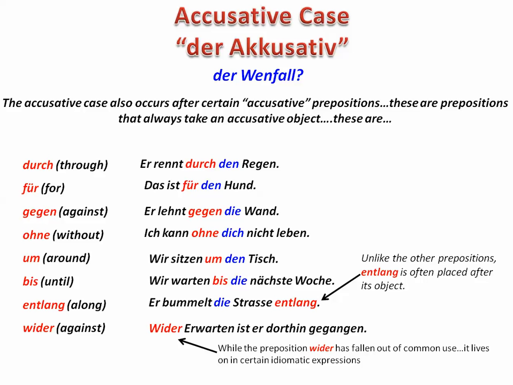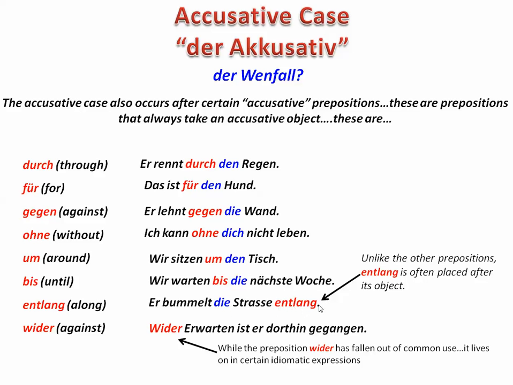Er lehnt gegen die Wand. Remember my rhyme? Der changes to den. What do die and das do? They stay the same. So die Wand is die. Ich kann ohne dich nicht leben. Here we have the personal pronoun for you in the accusative case. Wir sitzen um den Tisch, der Tisch to den. Wir warten bis die nächste Woche.